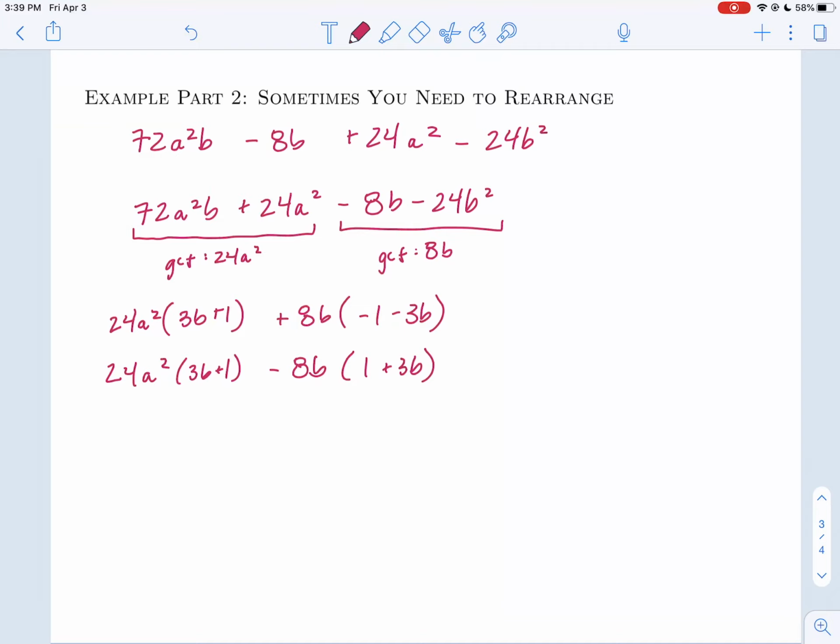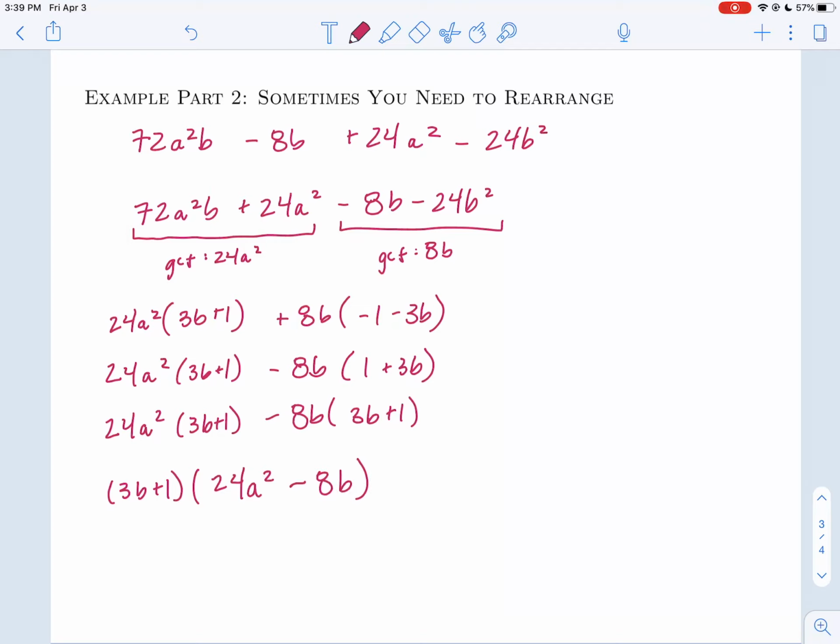Then remember, addition can be done in any order. 3 plus 4 is the same as 4 plus 3. Similarly, 1 plus 3b and 3b plus 1 are going to be the same thing. So I could rewrite that to 24a squared times 3b plus 1 minus 8b times 3b plus 1. Now that I've got that thing in parentheses looking identical, now I can pull it out front. So I'll pull out front that 3b plus 1. What I'm left with from the left term is a 24a squared. What I'm left with from that right term, don't forget that negative, is a negative 8b. And that'll be our factored form for this polynomial.